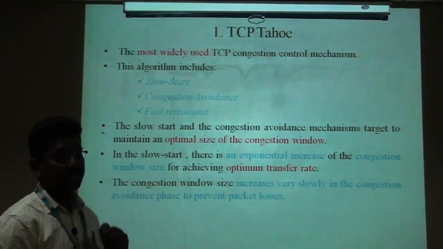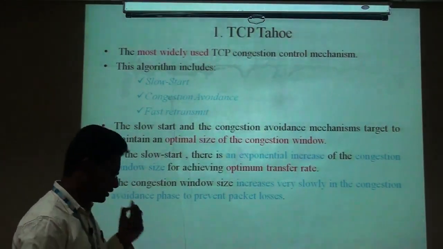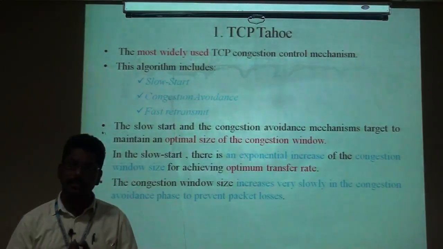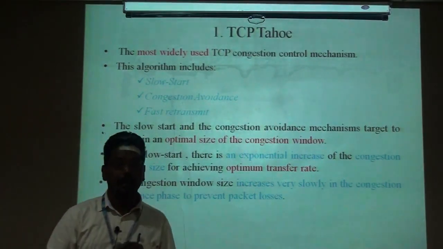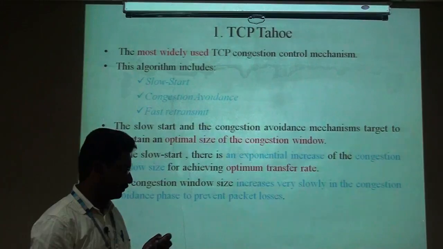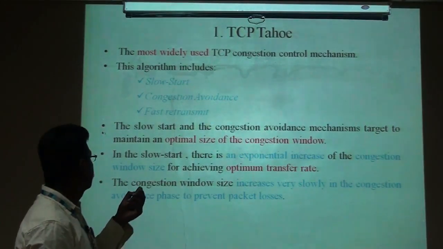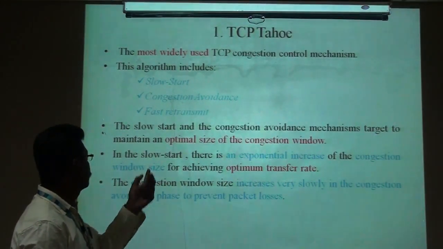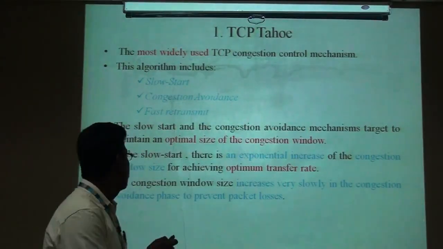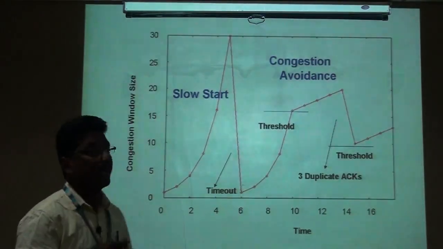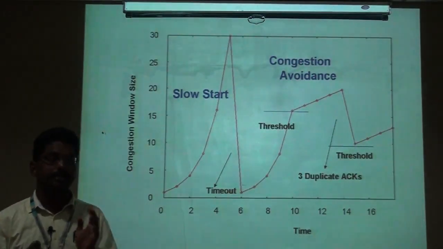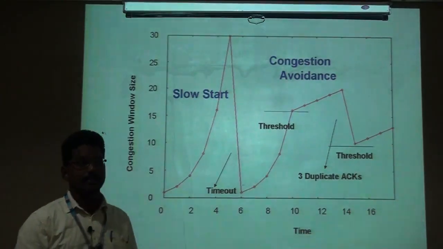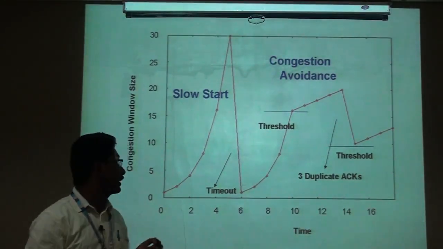And the second phase is congestion avoidance. In congestion avoidance, the size of the window is increased very slowly in order to avoid the congestion. Congestion avoidance takes place after the slow start in our TCP communication. Once the slow start stops, the congestion avoidance starts.